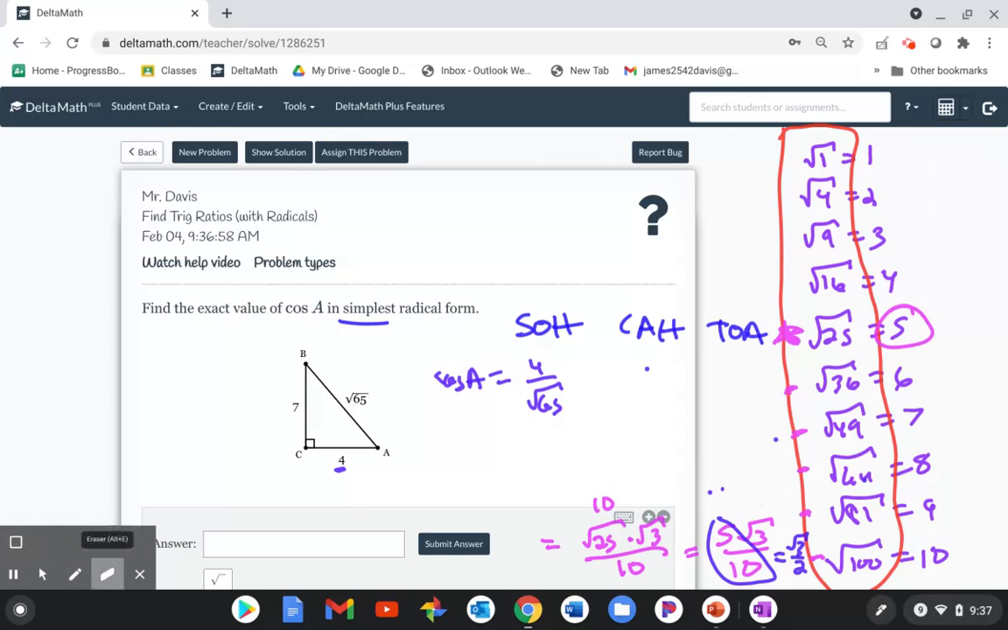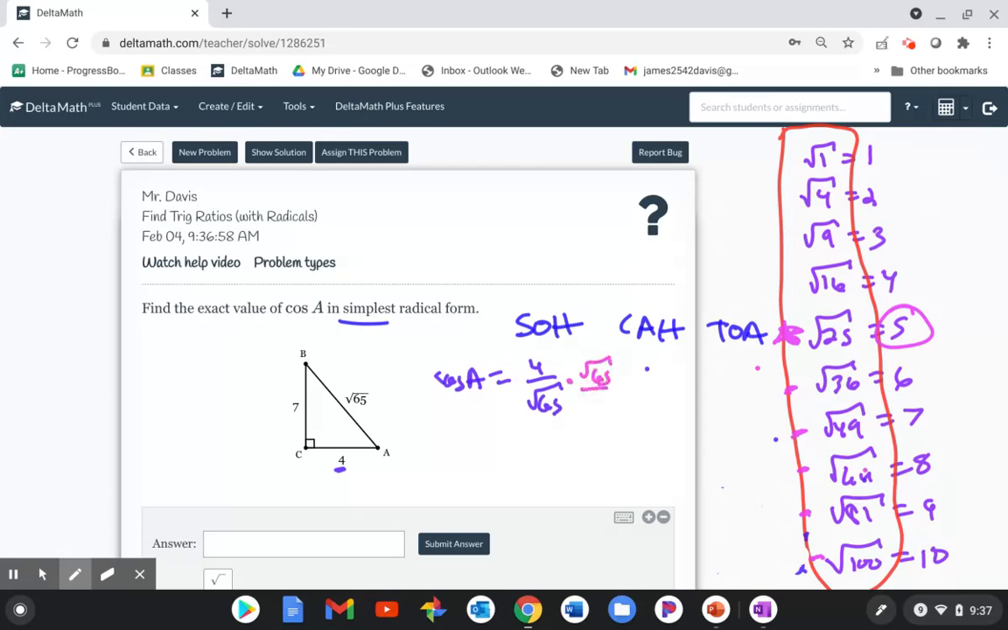So this one has an added challenge of the fact that there's a radical in the bottom of a fraction, which we can never have. So the first thing that I'm actually going to do is multiply this by radical 65 over radical 65, because that is how we get rid of a radical in the denominator. So then we get 4 radical 65 over 65.